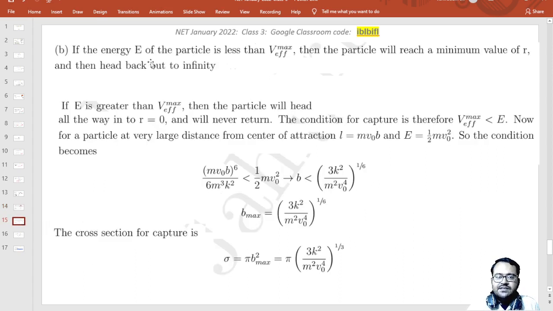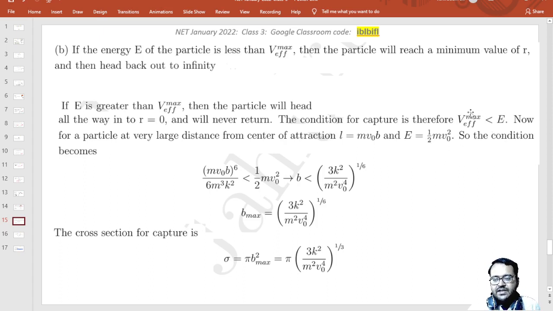If the energy is less than the V effective maximum, then the particle will reach a minimum value of R and return to infinity. But if it is greater than V max, then the particle will go all the way to R equals 0 and will never return. The condition for capture is E greater than V effective maximum. Now for the particle at very large distance, L is mvB, or mv naught B, equals this. So the condition becomes this; do it yourself.